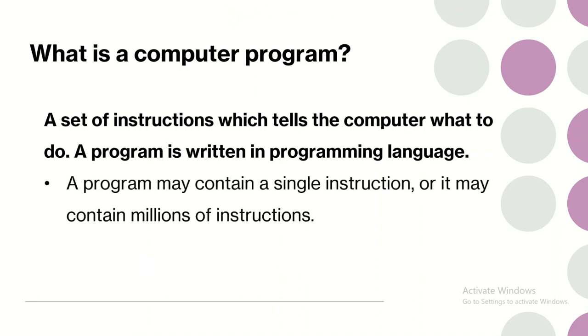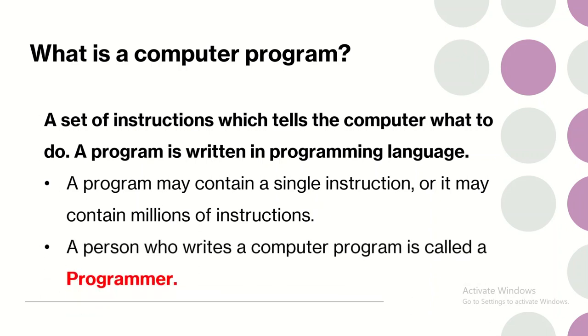Now, a program may be very small or it may be very large. So a program may contain a single instruction or it may contain millions of instructions. It depends on the type of the program, and it depends on the requirements of the person who is writing that program. A person who writes a computer program is called a programmer. So if you write any program, whether small or large, using any computer language, then you will be a programmer.